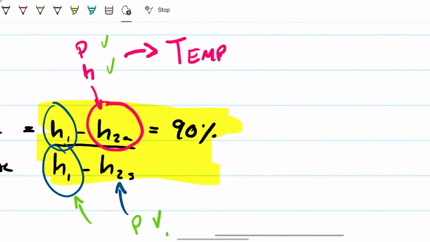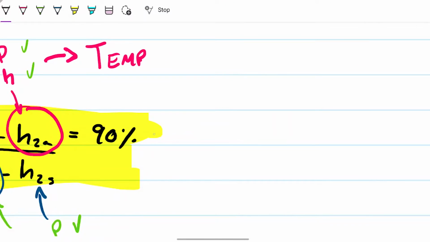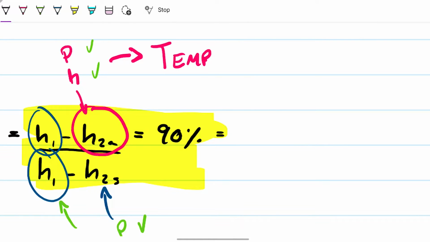And now I can go back into, where's our game plan we had from the start. Here we are, okay? Can go back to this, because check it out. I know that 90% has to be equal to the H1 that we had from the start when we looked at the superheated table, right? So that's a 3399.